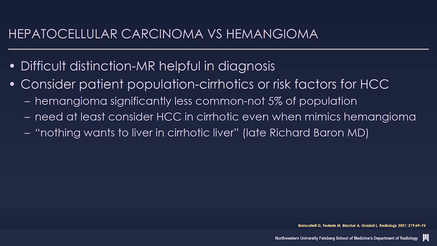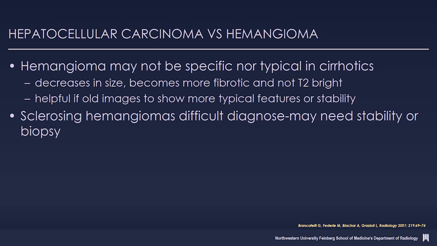And a quote that I like to use, which I learned from the late Rich Barron, who was at University of Chicago, is that nothing wants to live in a cirrhotic liver, the exceptions being HCC, dysplastic nodules, and regenerative nodules. So hemangiomas may not be specific nor typical in cirrhotics. It may decrease in size. It may become more fibrotic and not bright on T2. And as I illustrate, it's helpful if you have old films to show the more typical features or to show stability. And sclerosing hemangiomas are going to be a difficult diagnosis. And for these, we need to either show stability or do a biopsy depending on how suspicious you are.